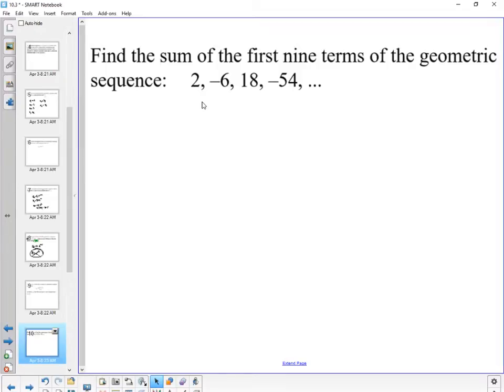Position 9. I don't think I'm gonna get it right. I think I got it. What'd you get?